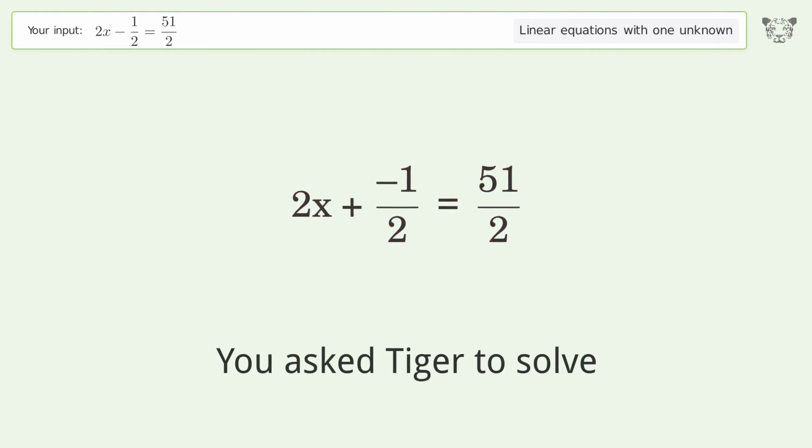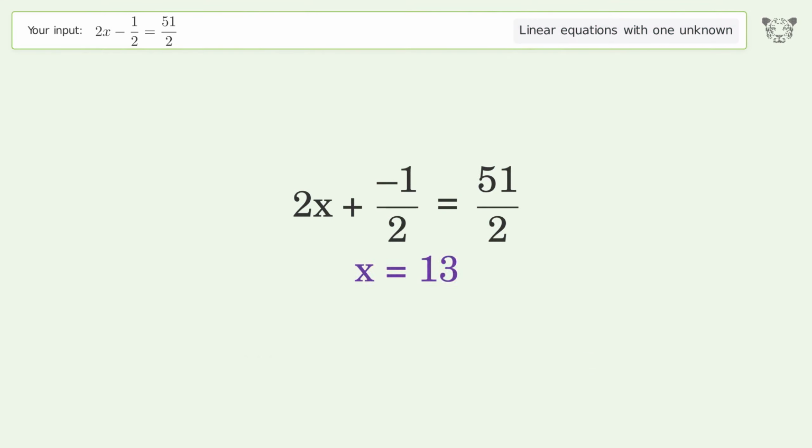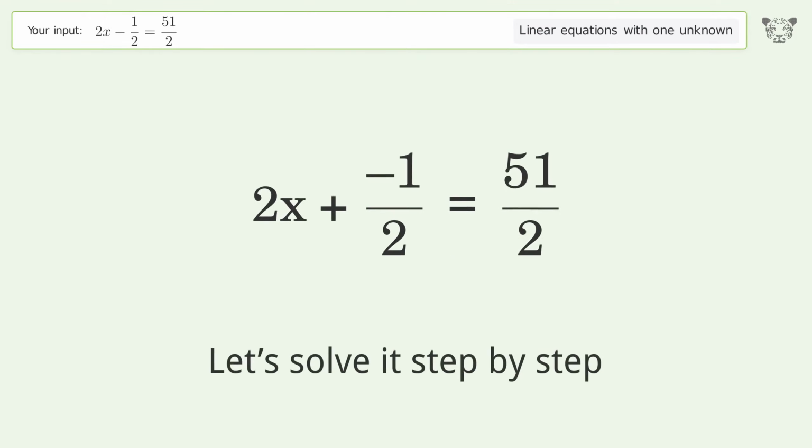You ask Tiger to solve this. It deals with linear equations with one unknown. The final result is x equals 13. Let's solve it step by step.